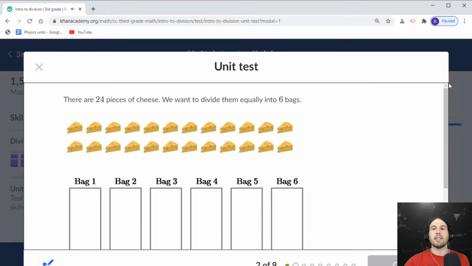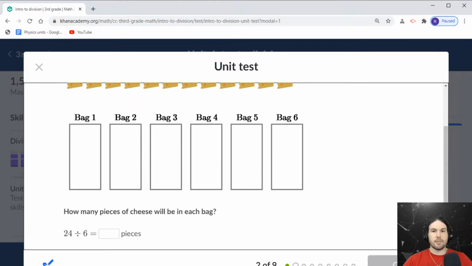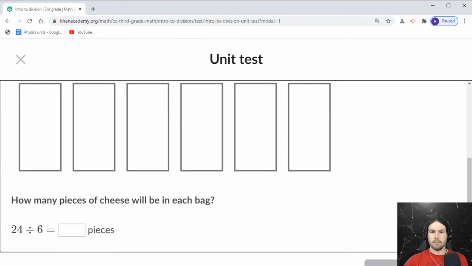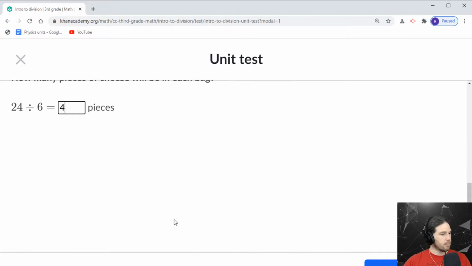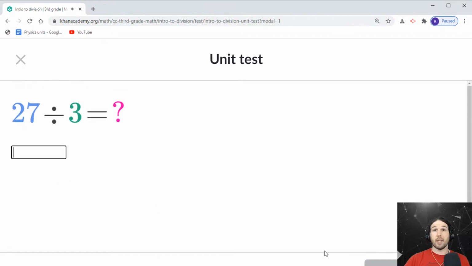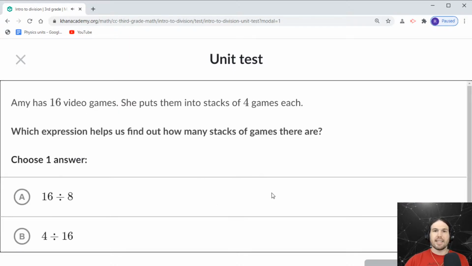There are 24 pieces of cheese. We want to divide them equally into 6 bags. How many pieces of cheese will be in each bag? That'll be 4 pieces per bag. 27 divided by 3 equals. That's 9.